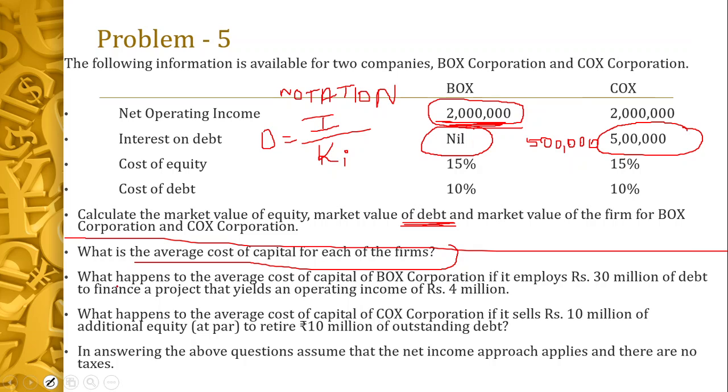The first one is, what happens to the average cost of capital of Box Corporation if it employs 30 million of debt to finance a project that yields an operating income of 4 million.